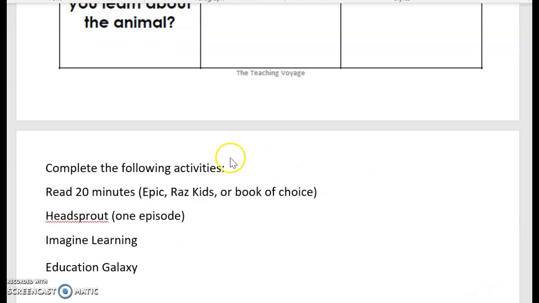Then throughout the day, as you have time, you're going to read 20 minutes. It could be something from Epic if you haven't tried that, or if you have and really like it, something from Raz Kids, or a book of your choice. You're going to do 1 episode of Headsprout, and then Imagine Learning and Education Galaxy.